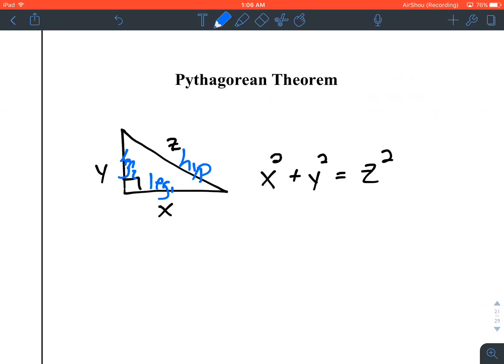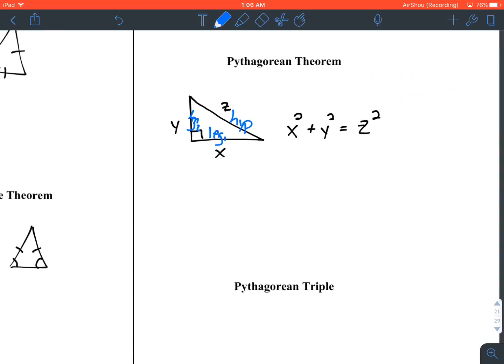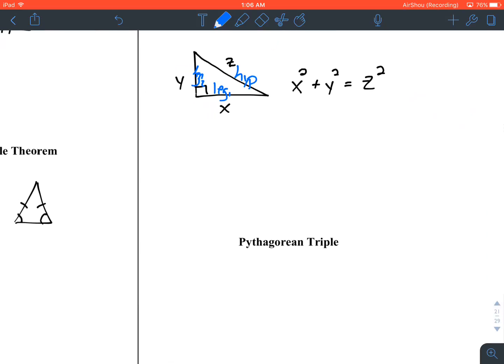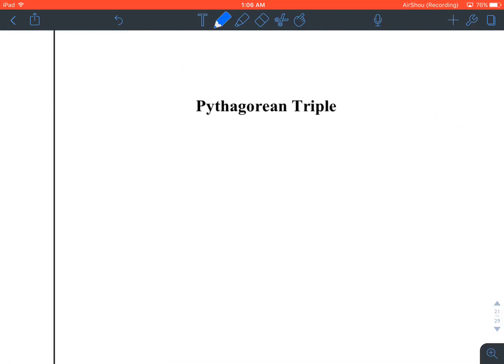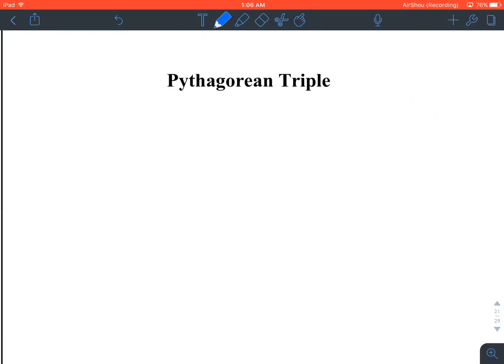The Pythagorean theorem says that in a right triangle, if you square each leg and add them together, it equals the hypotenuse squared, which leads to Pythagorean triples. A Pythagorean triple means that you have a right triangle in which each side of the right triangle is an integer. It's a rare thing for them to be integers.